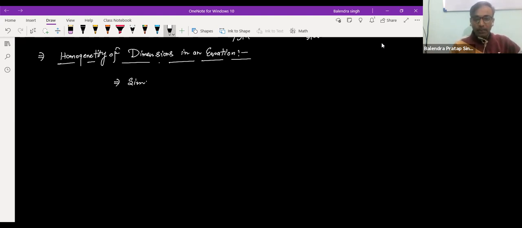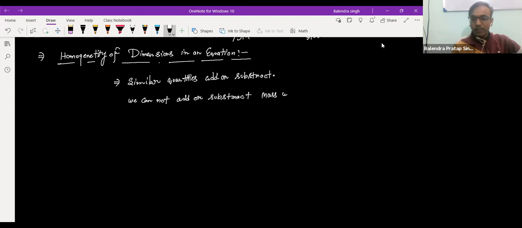So similar quantities add or subtract. For example, we cannot add velocity with force, or we cannot add or subtract mass with time. Similar quantities add or subtract.